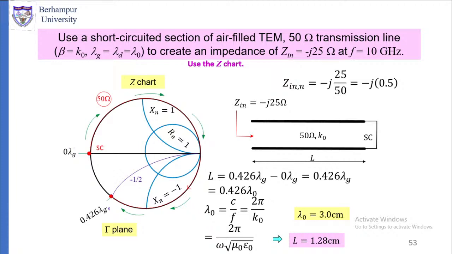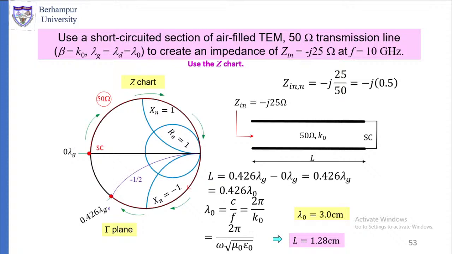Look at this figure for the transmission line. We have a short-circuited section. At the load, we have a short circuit. Characteristic impedance is 50 ohm. Beta is equal to K0. Then find out what is the input impedance. If characteristic impedance is 50 ohm, input impedance is given. We have to find out what is the length of the short circuit. Input impedance is given to be minus J 25 ohm.